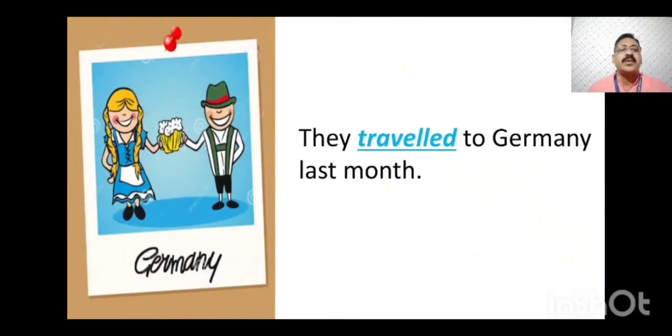Next comes, they traveled to Germany last month. Here also the verb travel has ed, traveled. Last month means not this month or today. They have gone to Germany last month. Last month shows that the work is over before. So that's why it is in past form, a regular verb. Travel is the main verb of the sentence and has ed added to it. That's why they traveled to Germany last month is a past form of a regular verb.